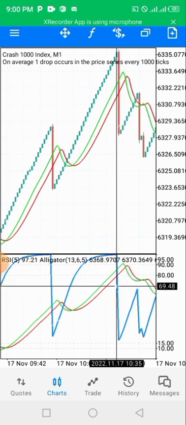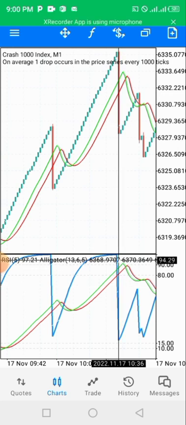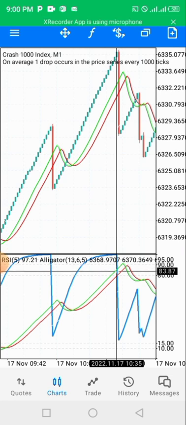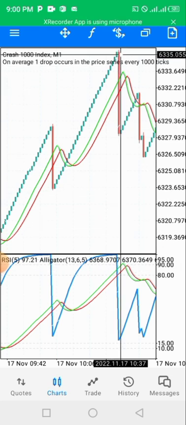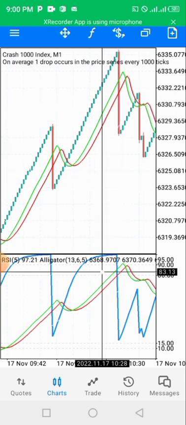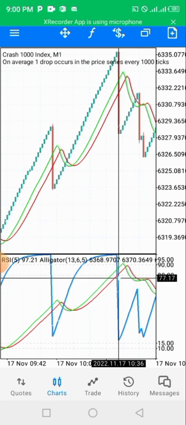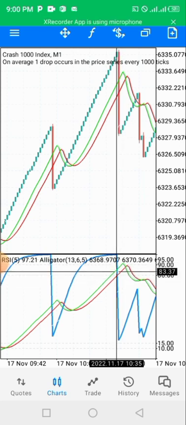Your second condition will be when you see the blue indicator going above the level 80. You don't have to wait till it gets to the level 90 or level 95, because if you wait for the blue indicator to get to the level 90 or the level 95, by that time there might actually be a spike and you might have lost the trade already. So the moment you see your blue indicator here going above the level 80, that is when you open your position.